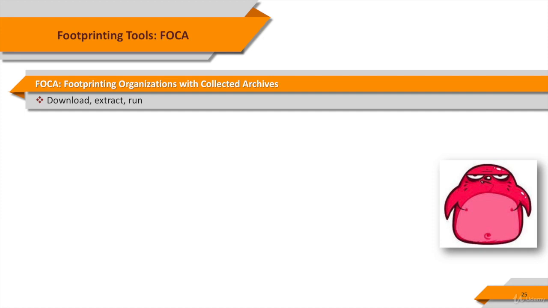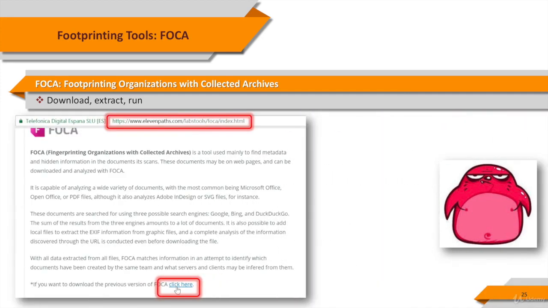Here's how you can download and install FOCA. You can download FOCA from the 11 Paths website that is seen on this slide. FOCA is open source. You can download all the sources as well as the executable binary from github.com/11paths/FOCA. However, this version requires SQL Server Express installed on the host machine, so I prefer to download and use the previous version of FOCA, which requires .NET Framework version 3.5 only. It's a portable version, so you don't need to install it.